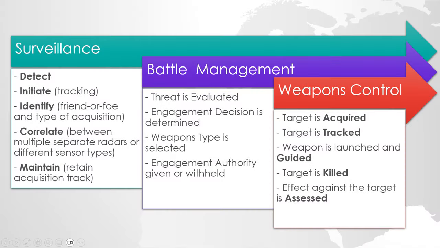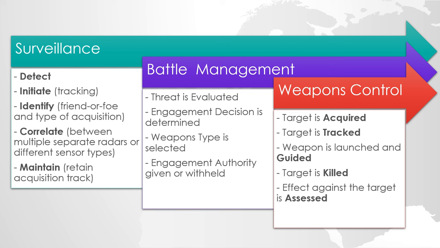The kill chain starts with the air surveillance function of detect, initiate tracking, identify friend or foe and type of acquisition, correlate between multiple separate radars or different sensor types, and maintain contact of acquisition track. From here, the track transitions to the battle management function, where the threat is evaluated, engagement decision is determined, weapons type is selected, and engagement authority is either given or withheld.